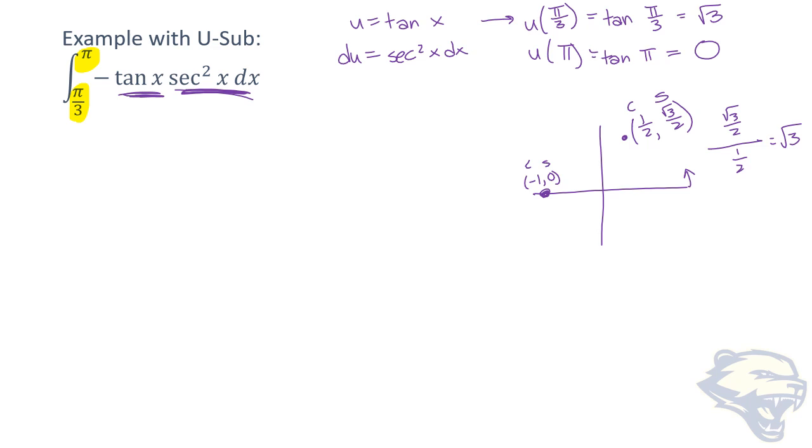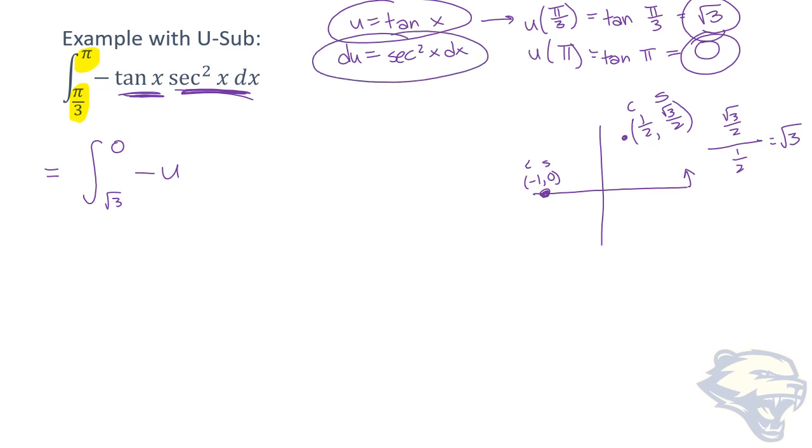Witness protection. And u is tangent x, du is secant squared x dx. Okay, now we're ready to substitute everything. So pi over 3 becomes root 3 based on substitution that we've prepared over here. Pi becomes 0, again based on what we've done over here. Let's see, there's a negative because it was just there. Tangent x is getting replaced with u, and secant squared x dx, all of that is getting replaced with du.